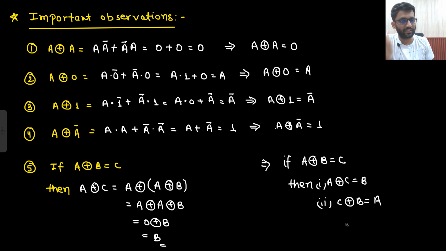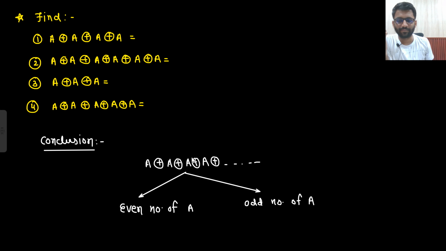Okay, let's see more interesting things about XOR gate. Let's solve this. Four A's are there in XOR gate. So A XOR A is 0. Then another XOR, A XOR A is another 0. So 0 XOR 0 is 0. So A XOR A XOR A XOR A is 0 only. Then again A XOR A 0, again XOR 0. That would be 0. Even number of A's are there, answer is 0.